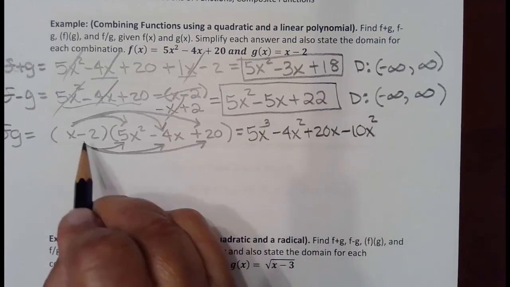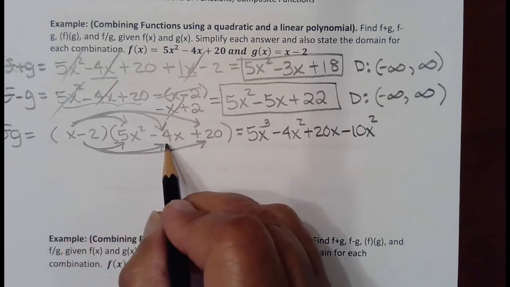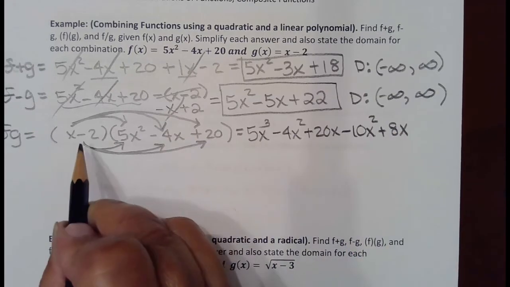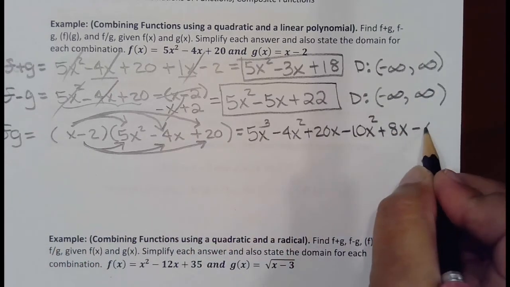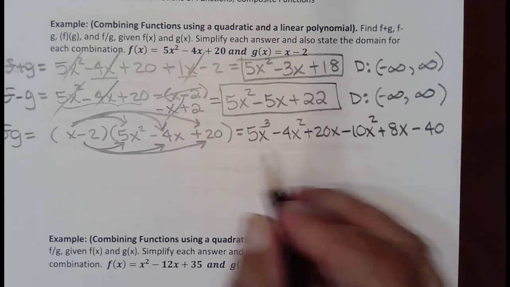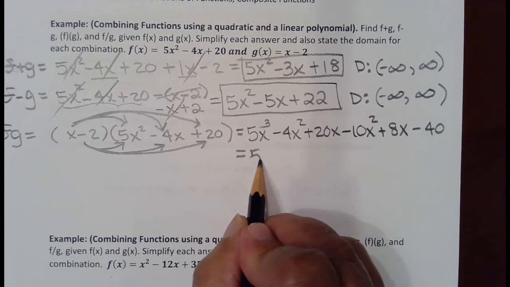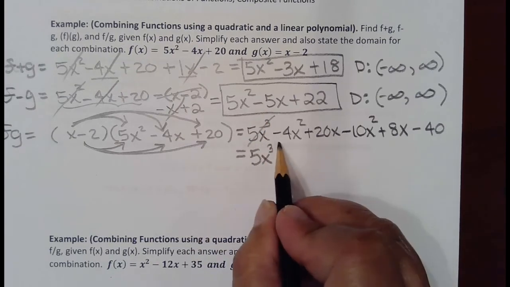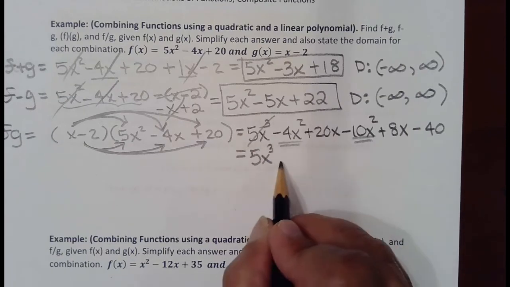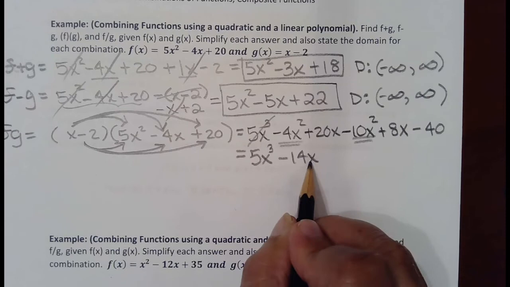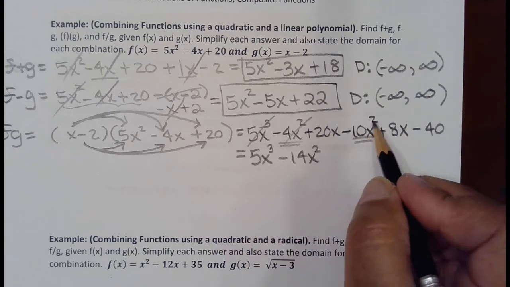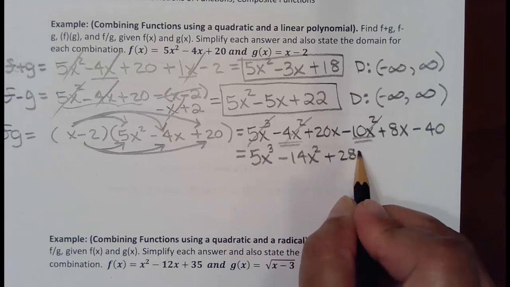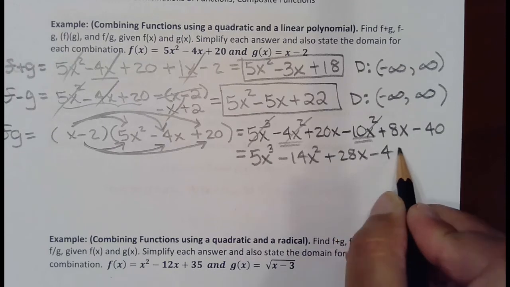Combining like terms, you have only one cubed term. As far as squared terms, we have negative 4 and negative 10. When combined is negative 14. And then we have 20x and 8x. That's 28x. And then we also have a negative 40. Look at this answer. It's just another polynomial. It's not a fraction. It's not a radical with an even index. So your domain is anything from negative infinity to infinity.